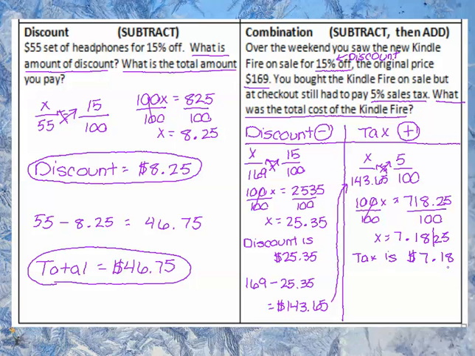With tax, I add, remember there's a little hint up there for you. So I'm going to actually take this amount here, 143.65 plus my tax, which is $7.18, and that will give me my total, which is $150.83. So this is how much my Kindle is going to cost, which is actually still less than what the original price was before it went on sale.